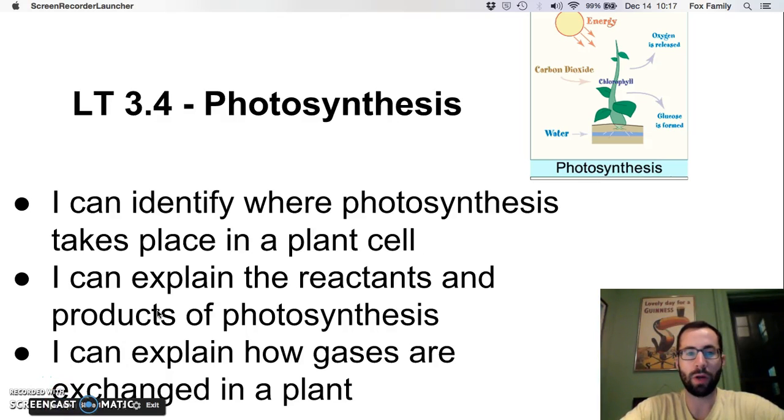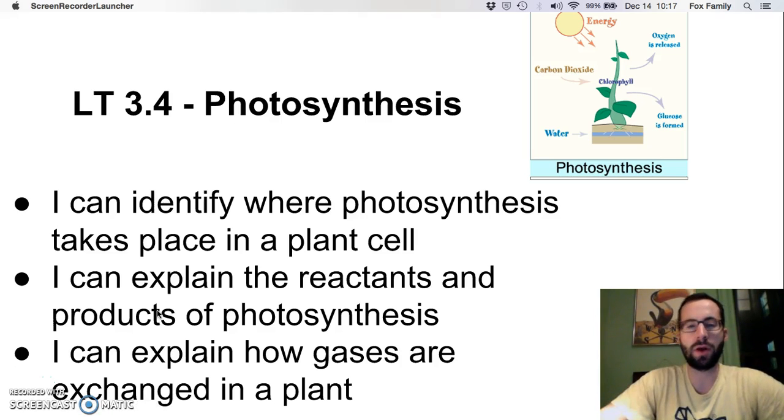Hello, and welcome to Learning Target 3.4. Congratulations that you've made it this far. We are looking at the inside of the cell in this unit, organisms and patterns in life. We're looking specifically here at photosynthesis in this Learning Target 3.4. And you have a couple of learning targets associated with this learning target overall.